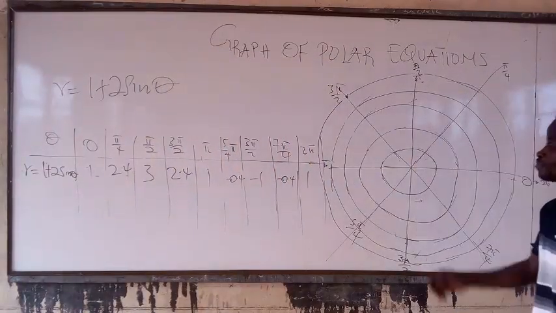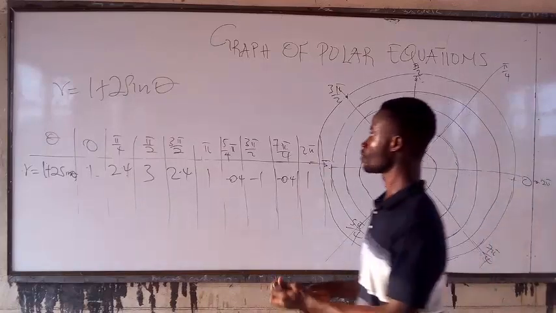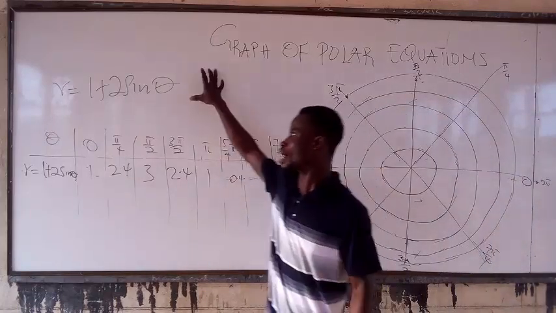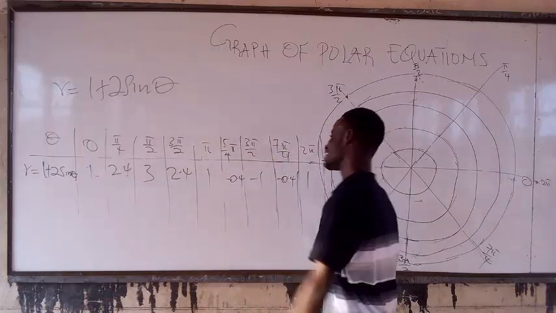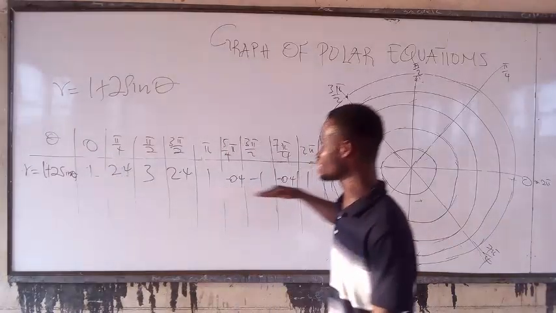Alright, welcome to our second question under this video. So now, this is another polar equation. I'm still using the interval pi on 4. I love it. Okay, so now this is what we are going to have.